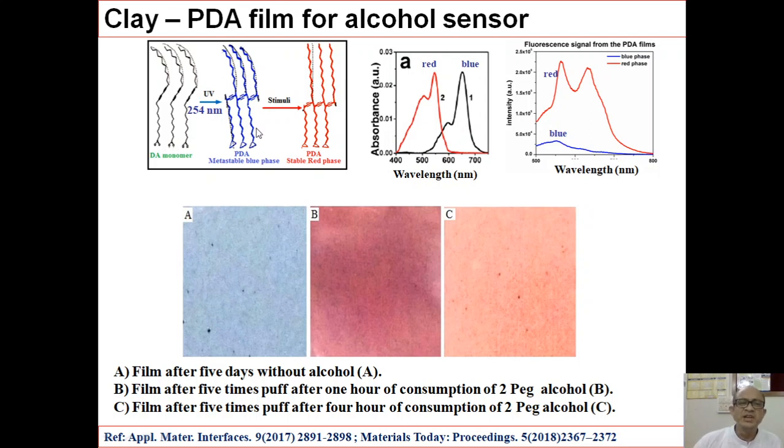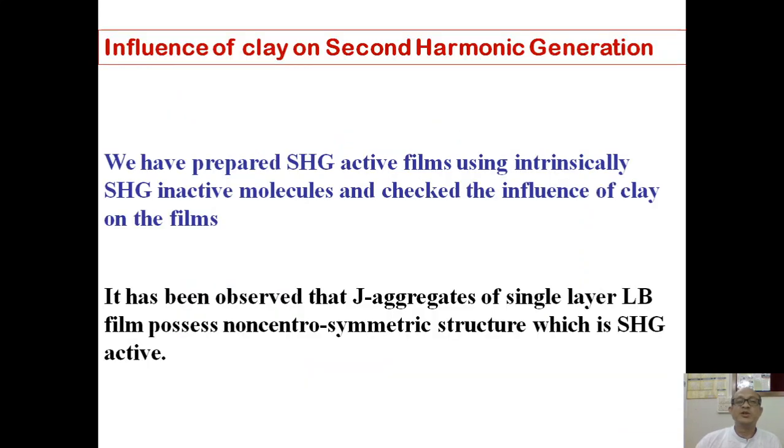under this blue phase. And when we expose this film to alcohol, you see the film after 5 puffs after 1 hour of consumption of 2 pegs of alcohol, you can see this color change. And this color change again, you can see the film after 5 puffs after 4 hours of consumption of 2 pegs of alcohol. So it's interesting, just by observing the color change you can have an idea whether a person has consumed alcohol or not. Similarly, we have studied the influence of clay on second harmonic generation.